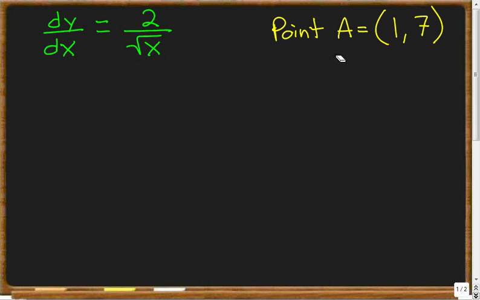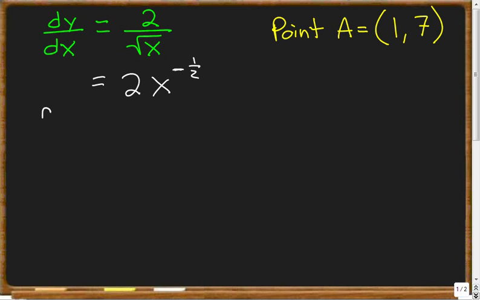The first step is to integrate. We look at this function as dy/dx equals 2 over the square root of x. You're going to want to rewrite this in terms of a rational exponent. We have a coefficient of 2, our base is x, it's in the denominator so the exponent is negative, and it's a square root so it's a half. So 2x to the negative 1/2 is our derivative.